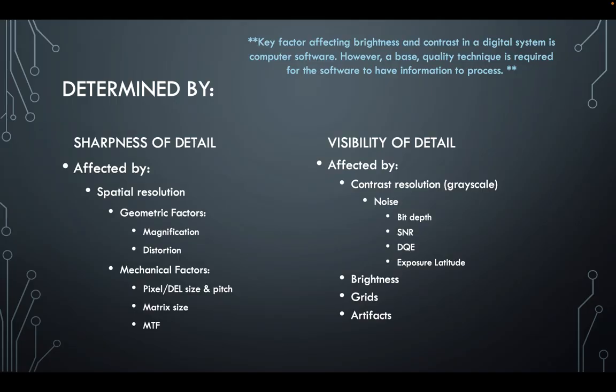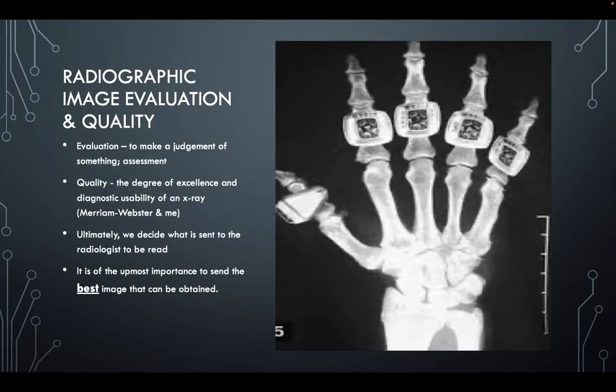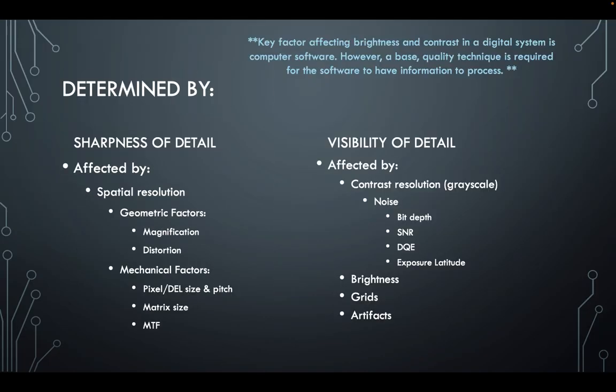And then our modulation transfer function, which relates to spatial frequencies. Then we're moving over to the other side where we have visibility of detail, and I want you to think of this as what can I actually see? Is it super bright like this image here? Or do I have a lot of grays, long scale contrast where I can actually distinguish bony trabecular pattern and I can detect the density of adjacent structures.